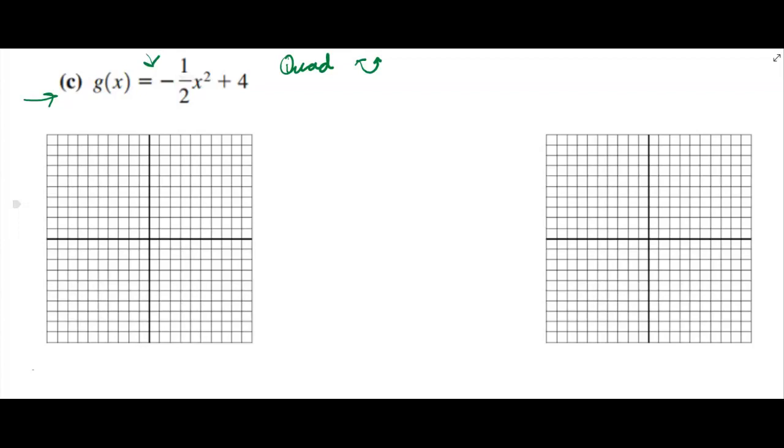So reflect. It's going to be upside down. I'll just say that. That's how it's going to reflect. And you're expecting it to shrink. That's a vertical shrink. A vertical shrink. And then you're expecting it to shift up 4.